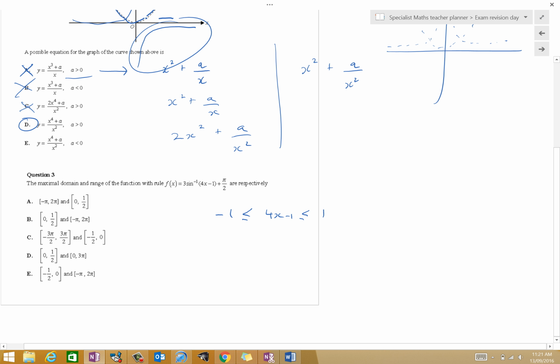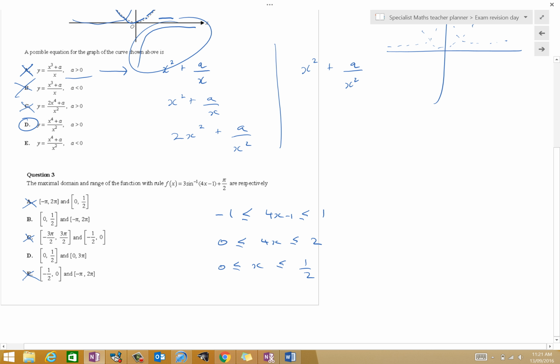If I add 1 to both sides, I've got 0, 4x, and 2. Then I divide both sides by 4. That's going to give me 0 to a half for x. And look at that. That rules out A, C, and D instantly. And in actual fact, it rules out A, C, and E, and then I need to work out which one of those it is.